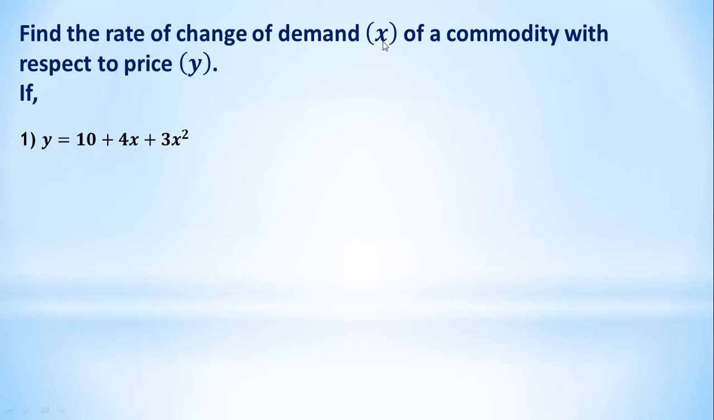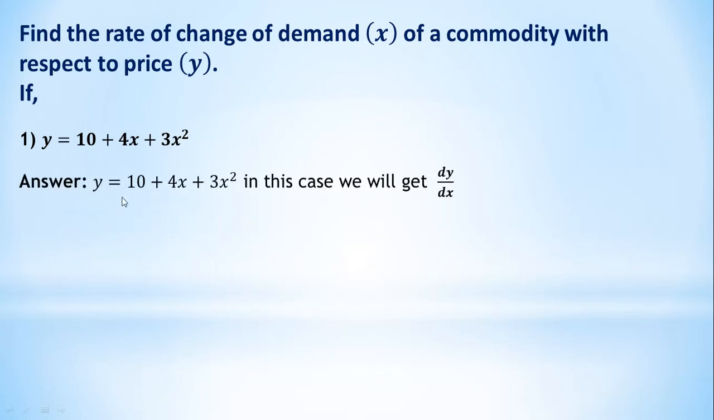Means we require dx by dy, remember. But here in this case we will get dy by dx first. Means if you differentiate this given function with respect to x, then first of all you will get dy by dx. But actually as per this question we require dx by dy. So see here, we differentiate with respect to x. Then we get dy by dx.